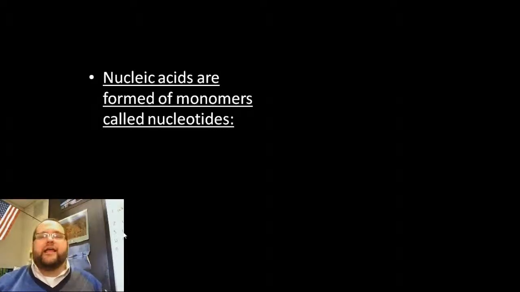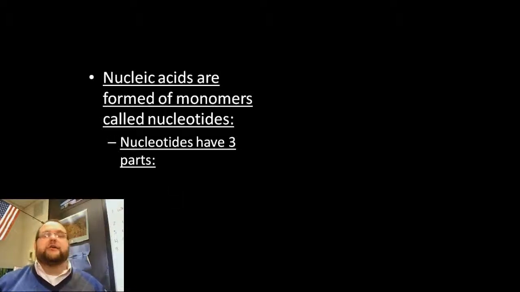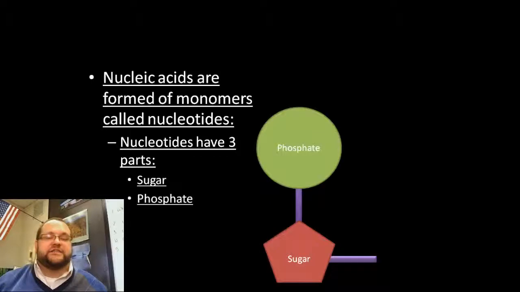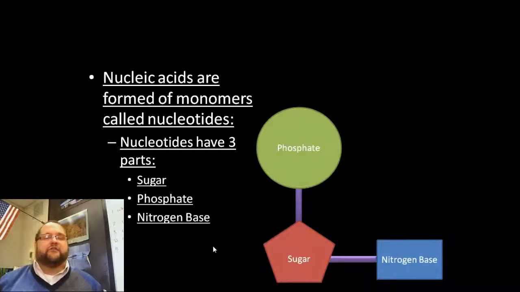Okay, so nucleic acids. What we talked about is everything has a monomer, right? They're these little pieces that we can put together, little Lego pieces that we can use to build a big Lego house. Well, nucleic acids have monomers, and those monomers are called nucleotides. And nucleotides look like this. They have three parts. The first part is a sugar molecule. And then attached to the sugar molecule, they have a phosphate group. And then attached to the phosphate group, they have a nitrogen base.